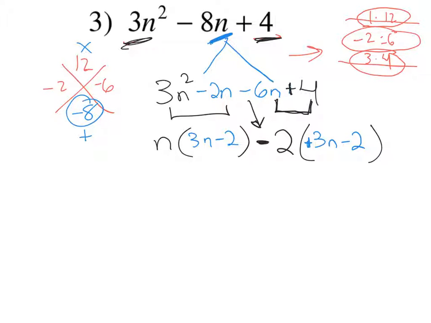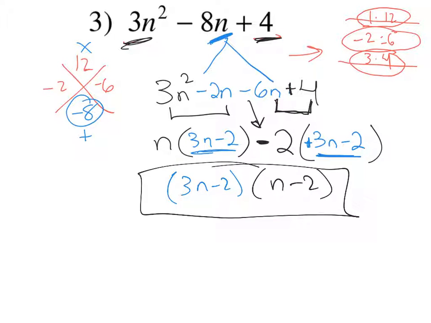Because now, and only now, because these are the same, can you factor them out. If they're not exactly the same, we cannot factor them out. So you factor out the 3n minus 2, and you are left with n minus 2. So there you have it, folks. So this, again, is our AC method.